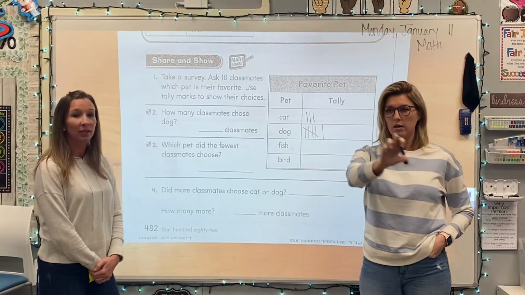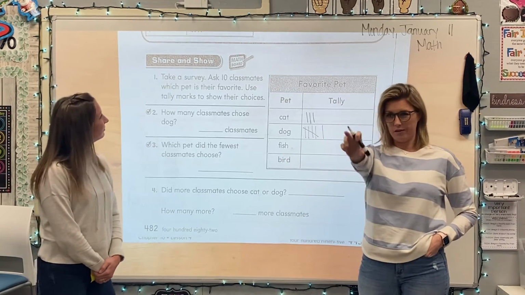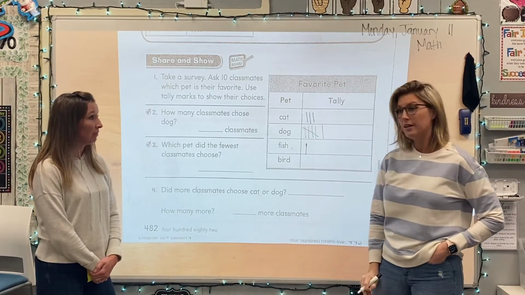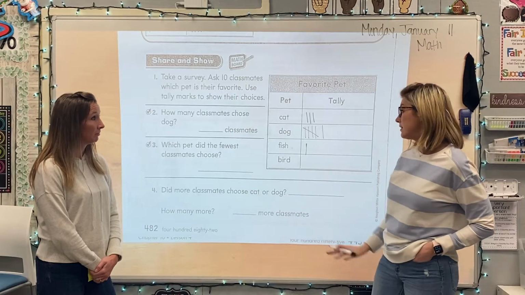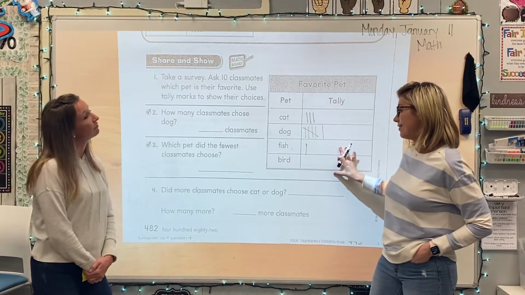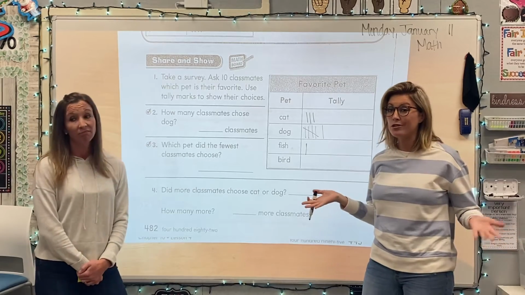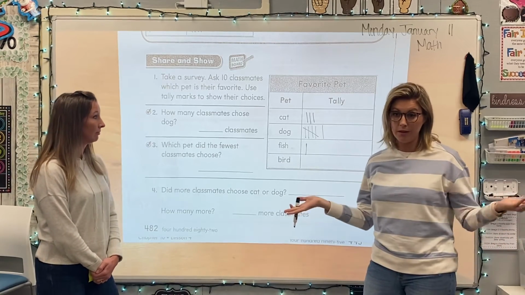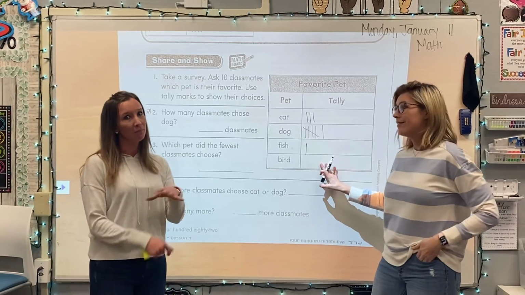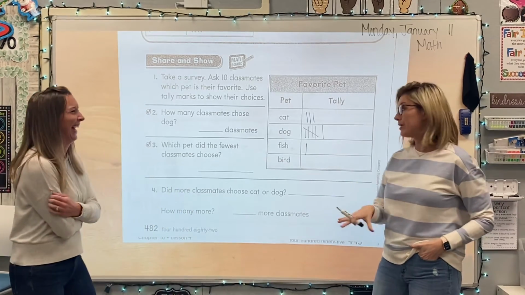Let's see. How many like fish? Oh, that kid likes fish. That means none of them liked birds? I believe it. Okay, well, birds doesn't get a tally mark. So now that we have our information, and that happens sometimes. Maybe you chose a dud answer and nobody likes birds. If you like a bird, I'm sorry. You just weren't in our class right now to participate in the survey.